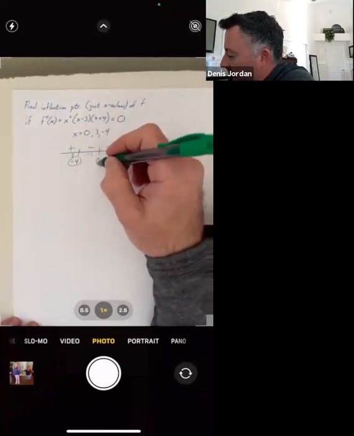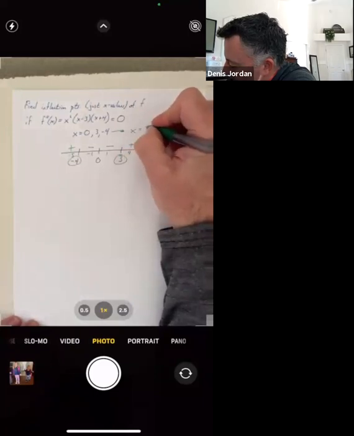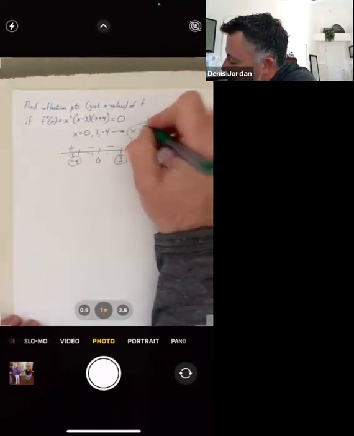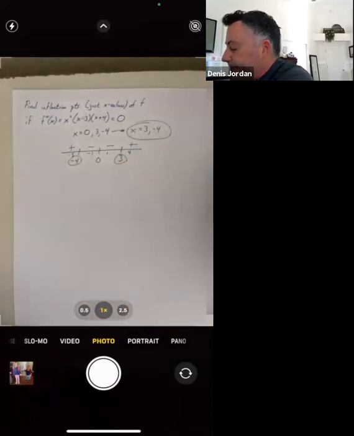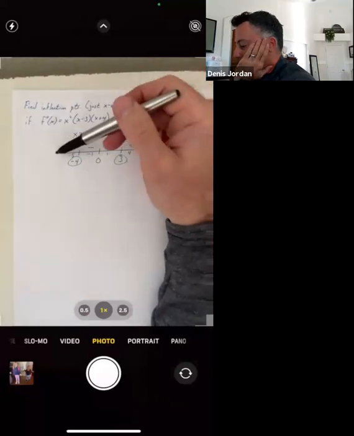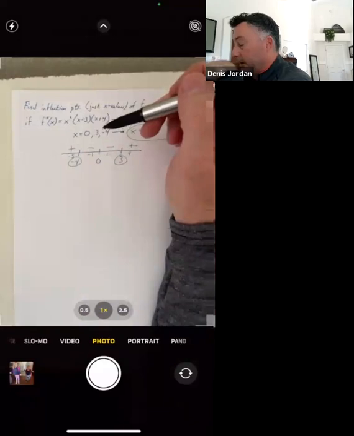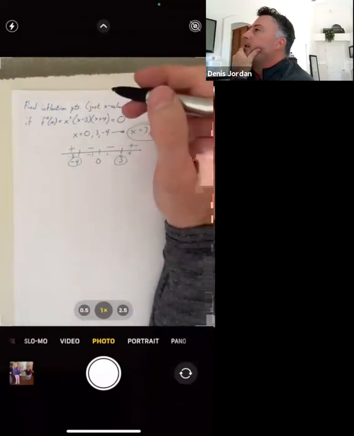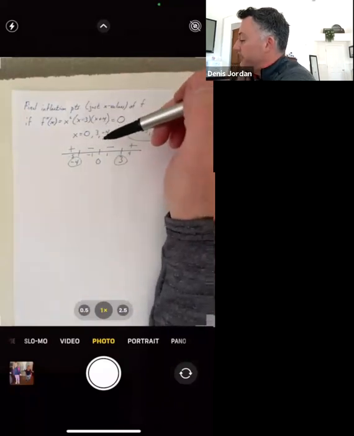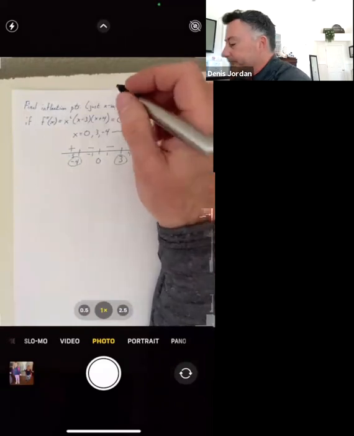So he was right. The 0 did not give you a sign change, so it's not an inflection point. Okay, so just make sure that you're testing your values to make sure they're inflection points and also critical numbers, because just because you solved it for 0 doesn't mean that it's guaranteed to be something.